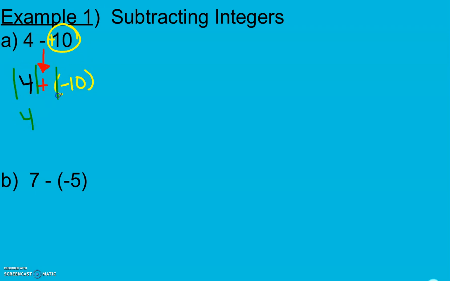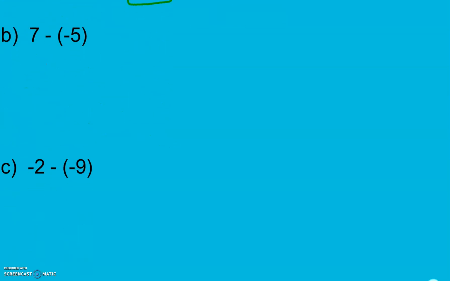And we add it up just like we did last section. We take our absolute values. Here I had a positive and a negative. Different signs means I subtract and find my difference. And we look, 10 is my bigger absolute value. It was negative, so my answer is negative. 4 minus 10 is negative 6.